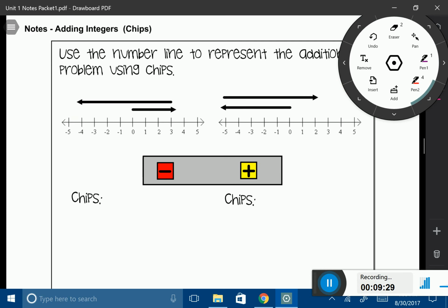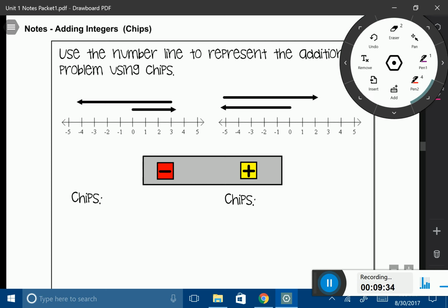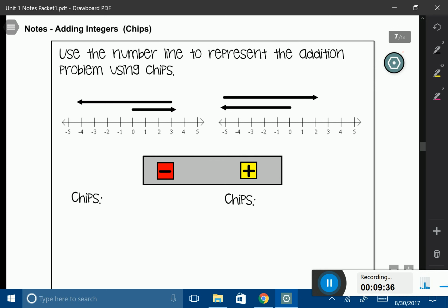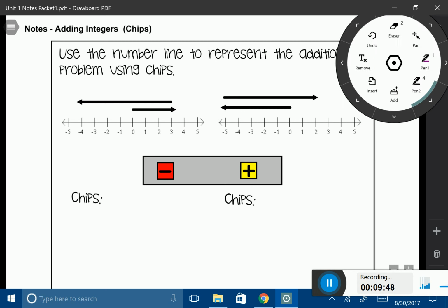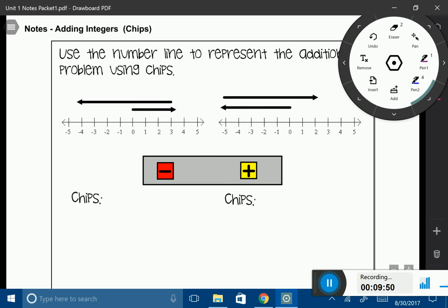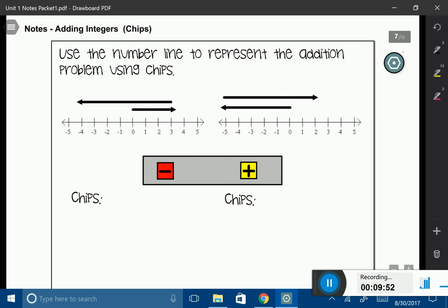Okay, now let's take a look and see what we can do here. In this problem, we're going to use the number line to represent the addition problem using chips. So, first of all, let's figure out what the addition problem is for the one on the top left. I'm going to grab blue for right now. If I remember using a number line, I always start at my home base. So here is where I started my arrow.